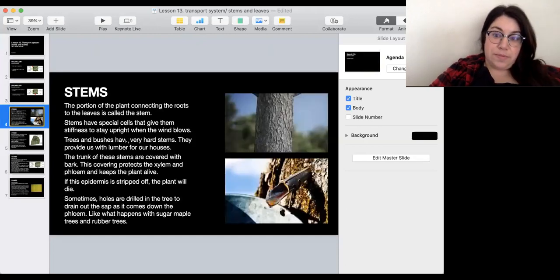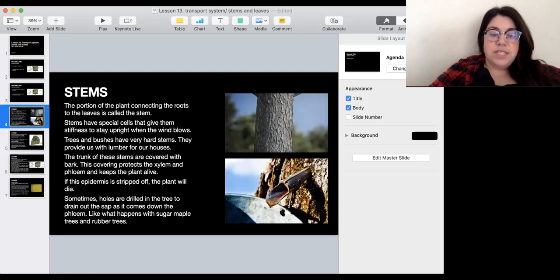Okay, so now we're going to talk about stems. Stems are the portion of the plant that connects the roots to the leaves. That's the stem. You have studied it before. Stems have special cells that give them stiffness. So it means that they're hard and they can stay upright, stand up, even when the wind blows. Trees and bushes have very hard stems. They even give us lumber for our houses.